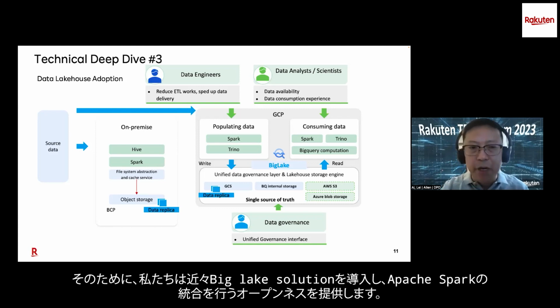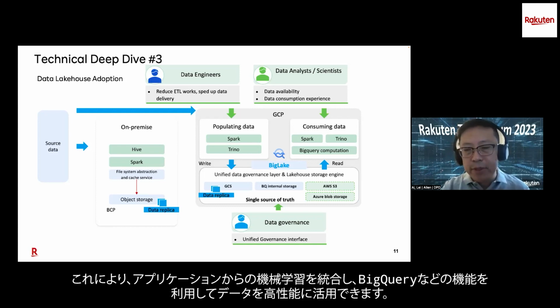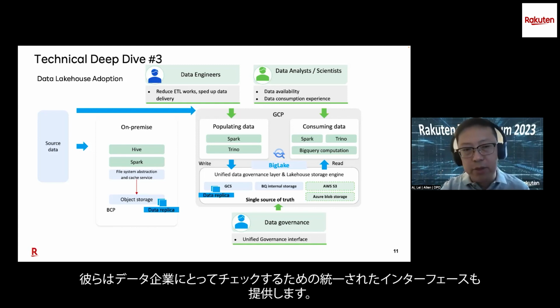you can still have the openness. For example, you can integrate Apache Spark, Trino, and all these machine learning framework applications, but also gain the benefits of a warehouse, like enjoying BigQuery and other warehouse features to make sure data can be queried with high performance. Of course, it also provides a unified interface for data governance to check.